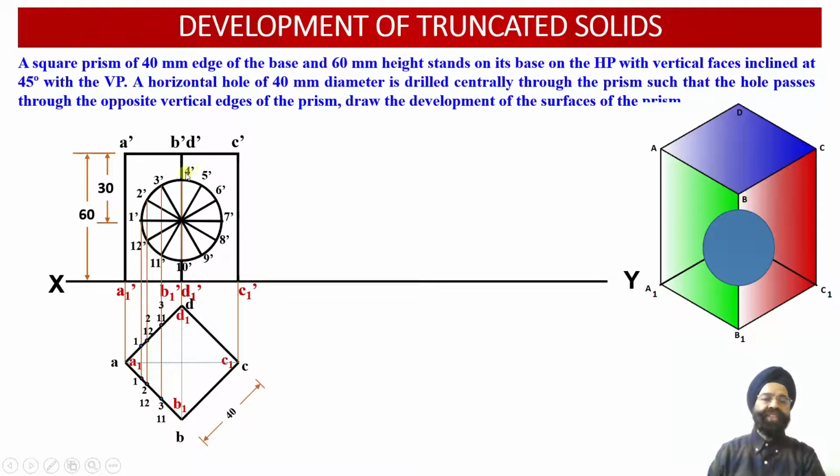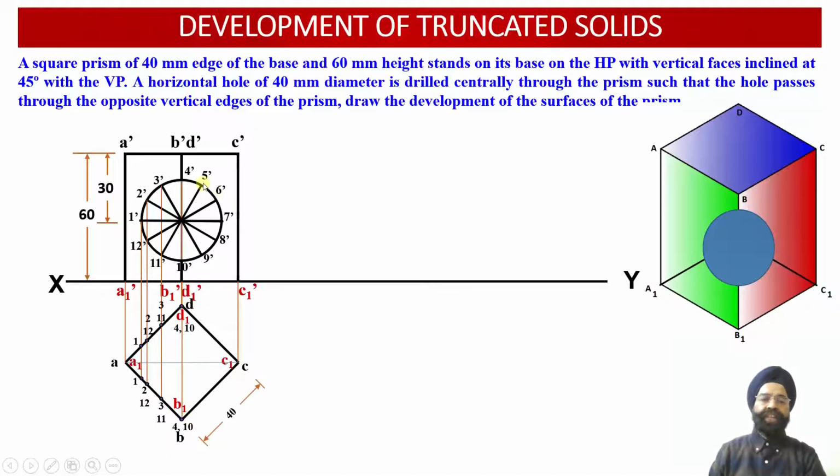The next 2 points of intersection are 4 dash and 10 dash. When we look at these 2 points of intersection from the top, the points 4 dash and 10 dash again will be coinciding with each other, and they will be available on the vertical edge DD1 and onto the vertical edge BB1. This way, points 4, 10 will be available onto the vertical edges DD1 and BB1. So we have marked these 2 points at these 2 corners of the square prism.